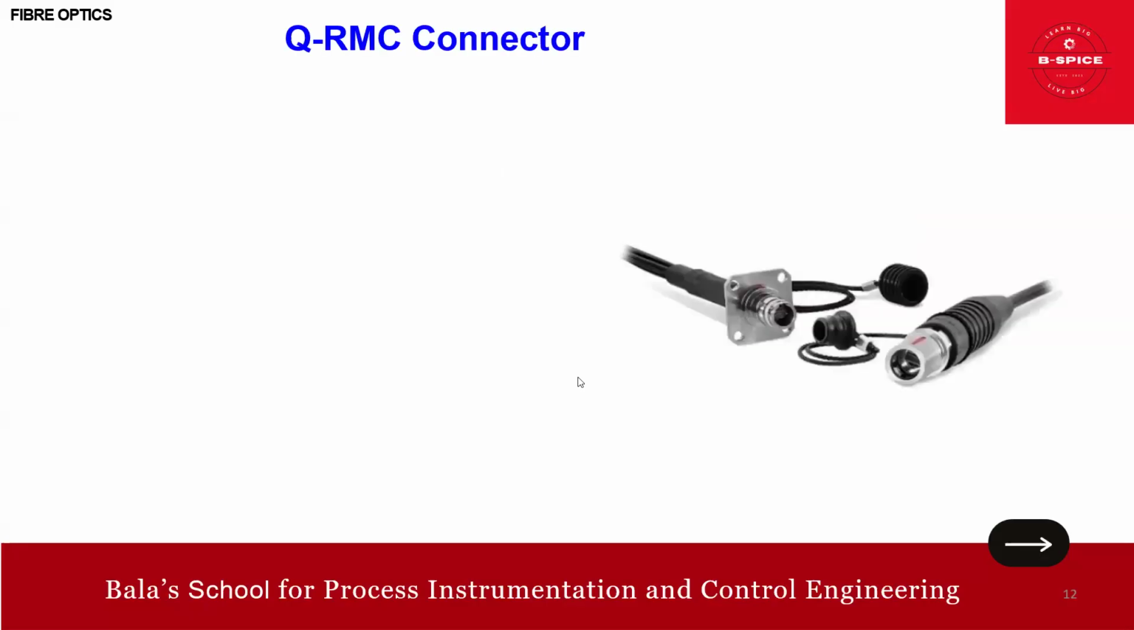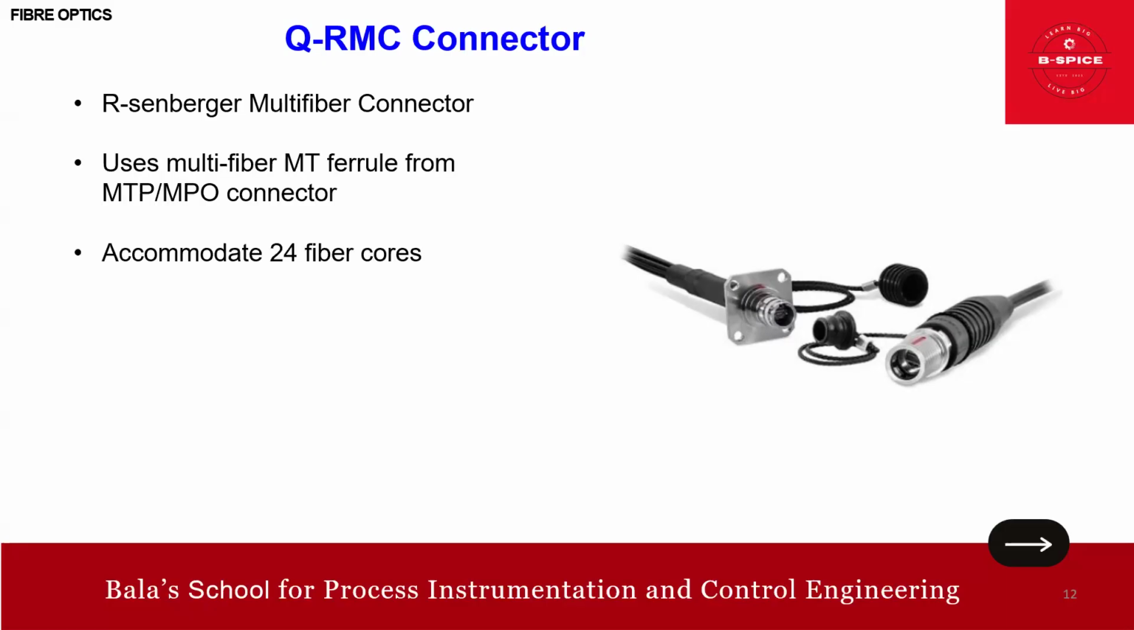Then we have a RMC connector. RMC means Rosenberger multi-fiber connector. It is a durable connector that uses a multi-fiber MT ferrule from the MTP MPO connector, which we talked about earlier. It can accommodate 24 fiber cores, which is a good thing. The connector features a push-pull closing mechanism, making connecting even in tight spaces easier and quicker.